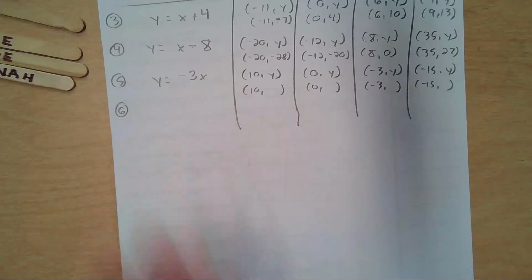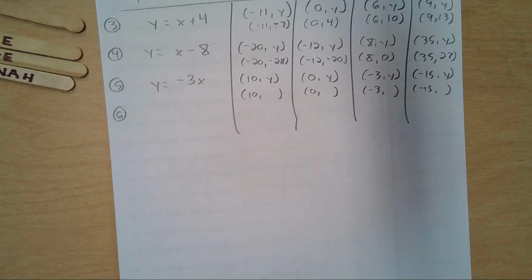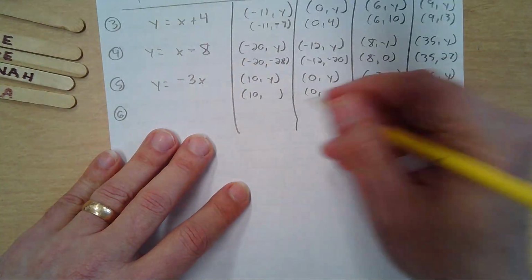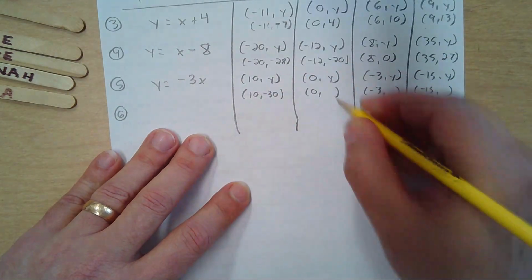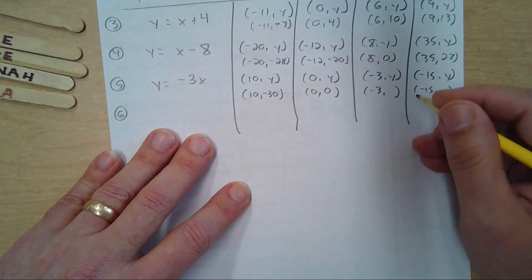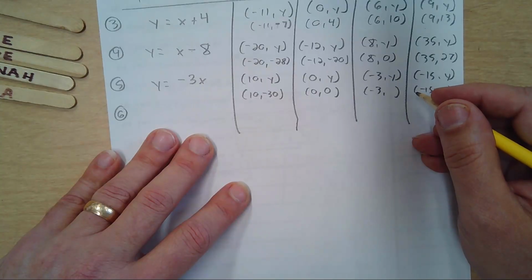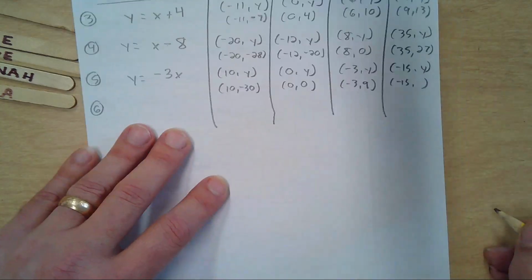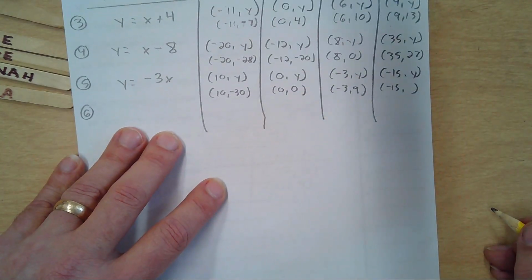So this will be our last problem. We do number 6 then. So, okay, 5. Fill me in. What are my missing values? Sierra. So 10 and negative 30. Yep. And then it would be 0 and 0. Yep. And then 3 and 9. Negative 3, positive 9. And then negative 15 and 45.